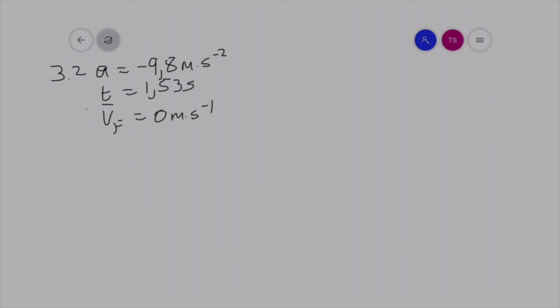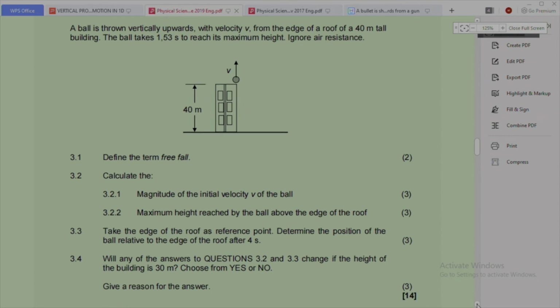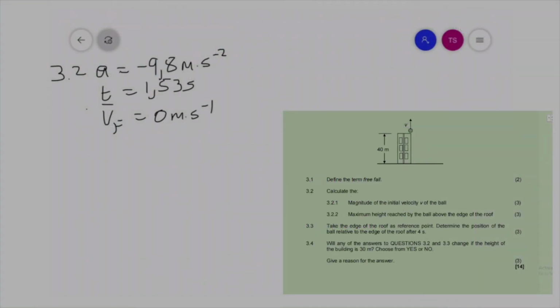Let's read the statement again. The ball is thrown vertically upwards with the velocity of v from the edge of the roof of a 40-meter tall building. The ball takes 1.53 seconds to reach its maximum height. Ignore air resistance. And then they want us to calculate the initial velocity, right? So we have our three known variables.